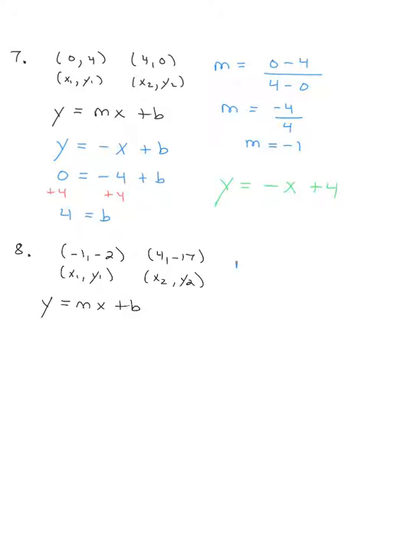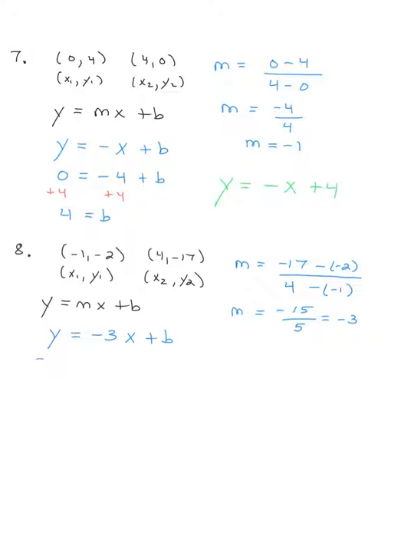For 8, I'm going to do negative 17 minus a negative 2 over 4 minus a negative 1. This is negative 15 over 5, and this is equal to negative 3. I'll put that into my formula as negative 3x plus b. I guess I'll use this point in place of x and y.